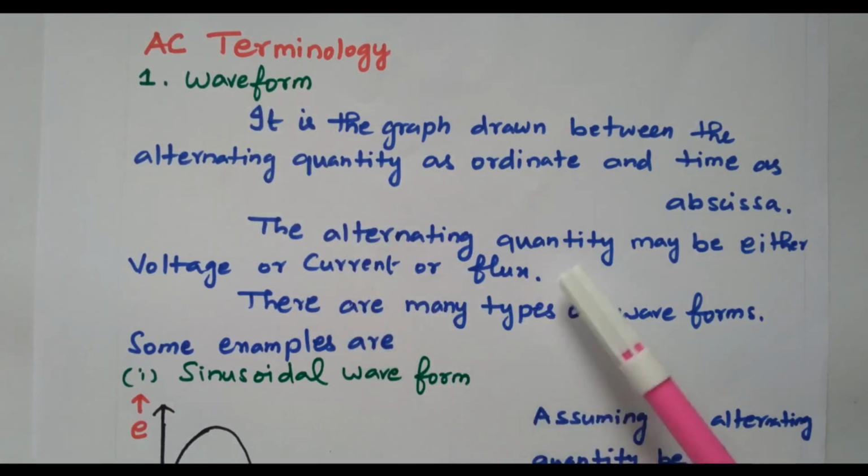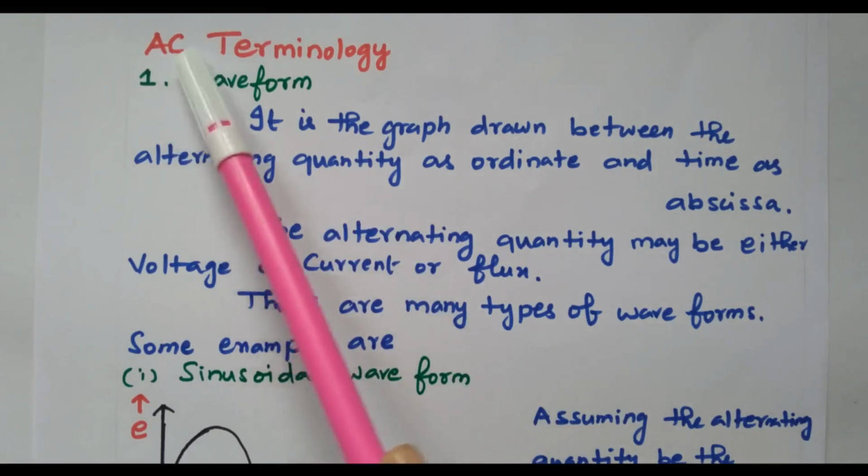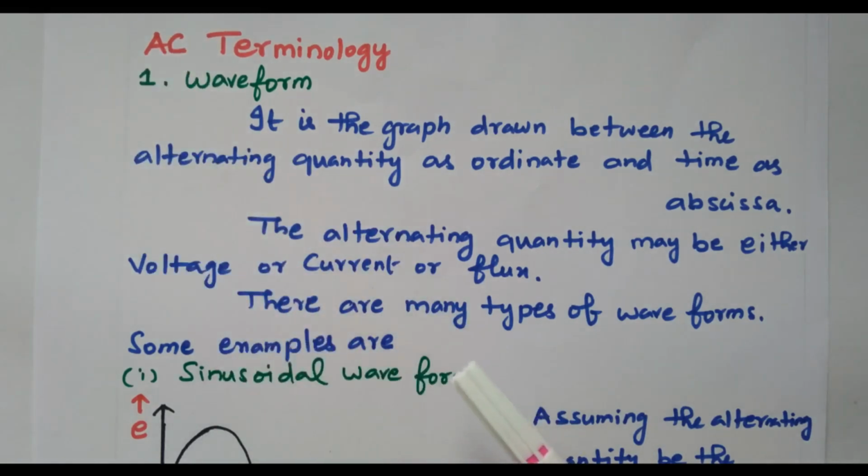In case of DC, the voltage or current is always constant, irrespective of the time. For any given time, the voltage is constant in case of DC. But in case of AC, alternating current means it keeps on alternating, that is, changing from positive to negative with respect to time. So the waveform is very important in case of AC terminology.